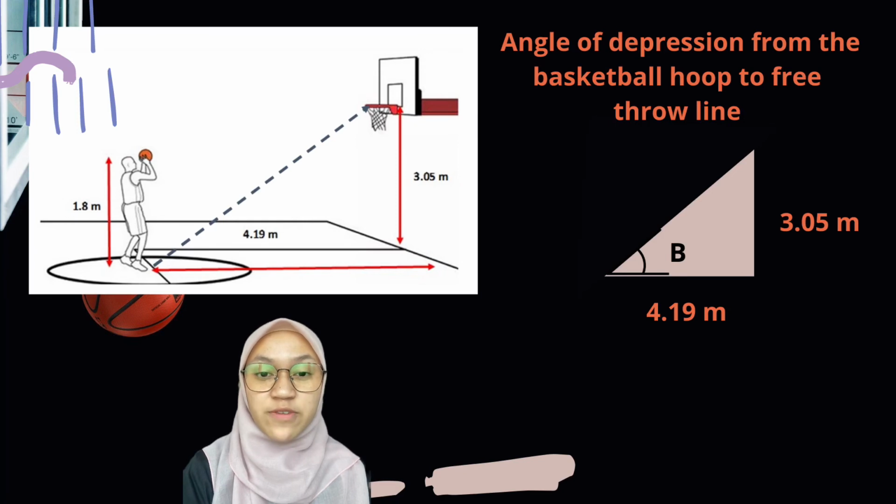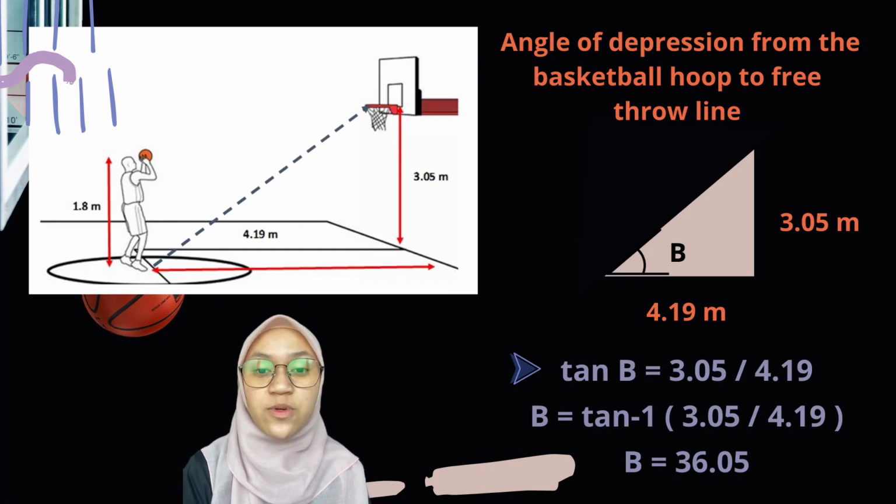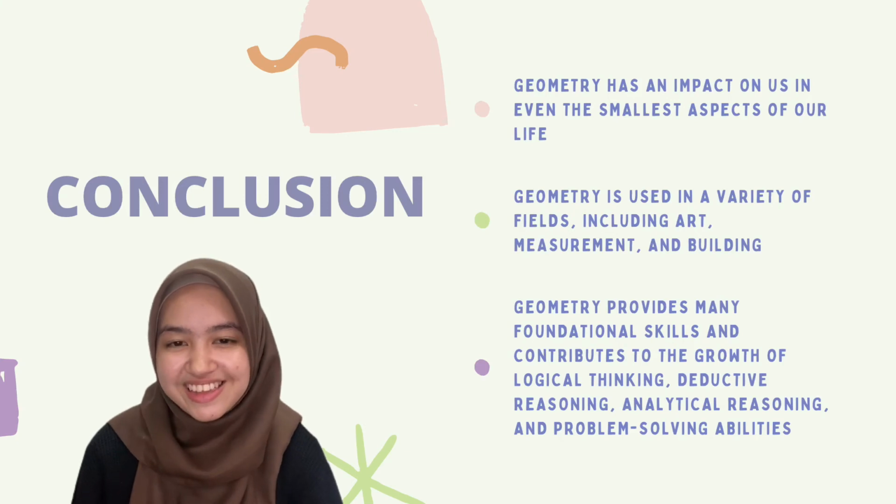To find the angle of depression from the top of the basketball hoop to the free throw line, we can write tangent B equals 3.05 over 4.19. So B is equal to inverse tangent of 3.05 over 4.19. So the answer for the angle of depression from the top of the basketball hoop to the free throw line is 36.05 degrees.